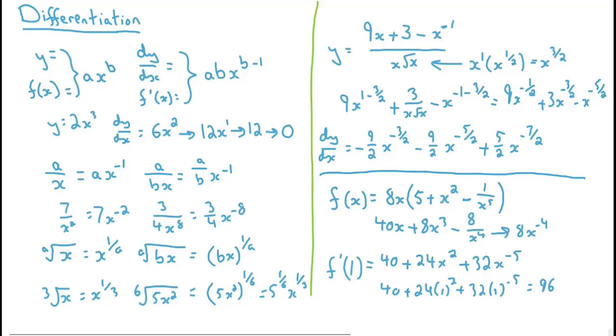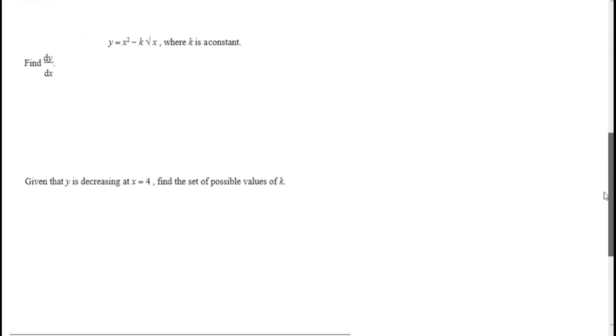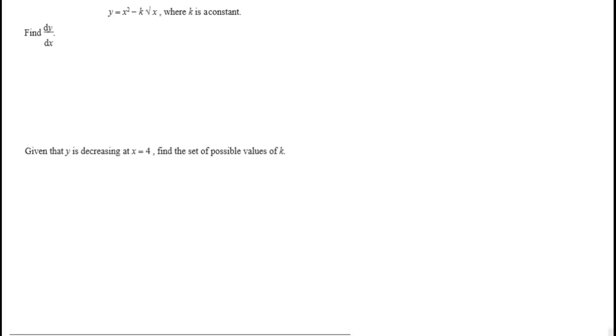If we're okay with this, let's move on and see what an actual paper question would look like. So, here we're told that y equals x squared minus k root x, where k is a constant. And from this, we're to find what dy over dx is. So here we can see that you can have some unknowns in these questions that we'll have to solve for. Still, we'll start off in the usual way. We may want to rewrite the square root into an actual power.